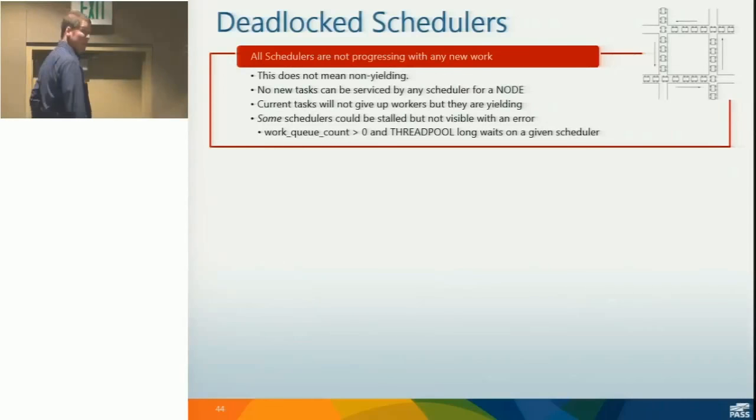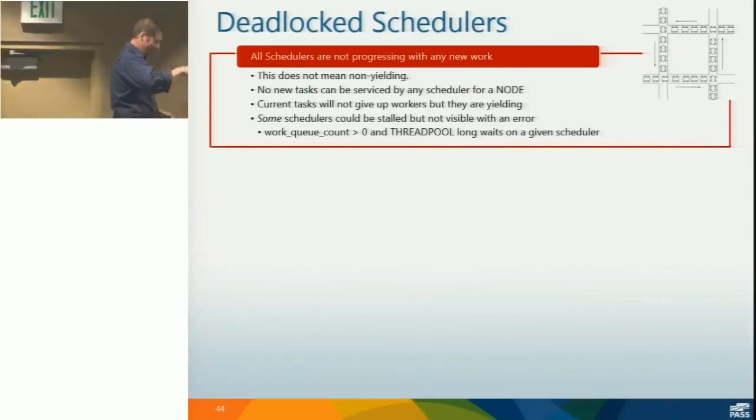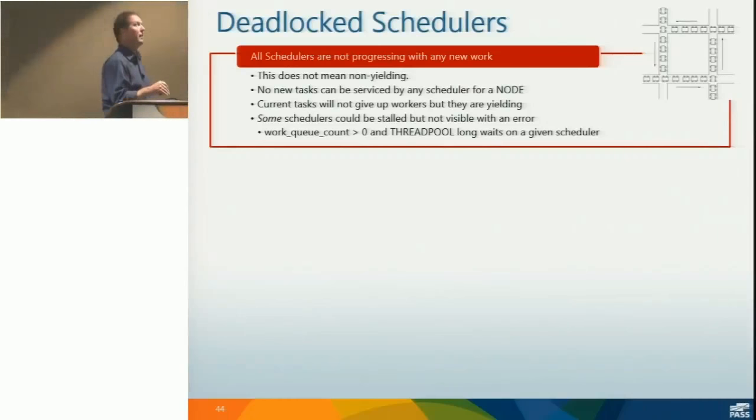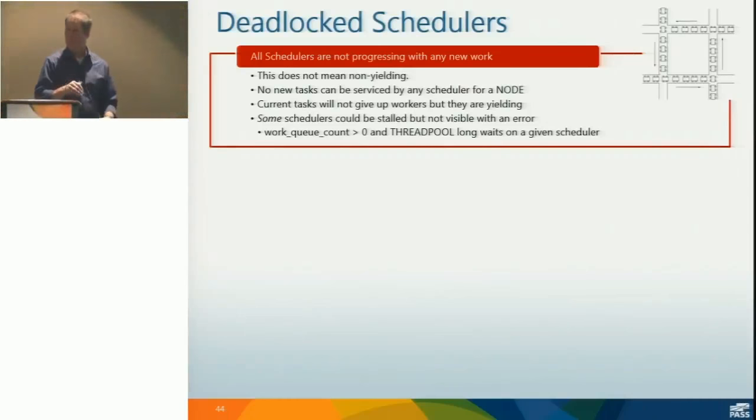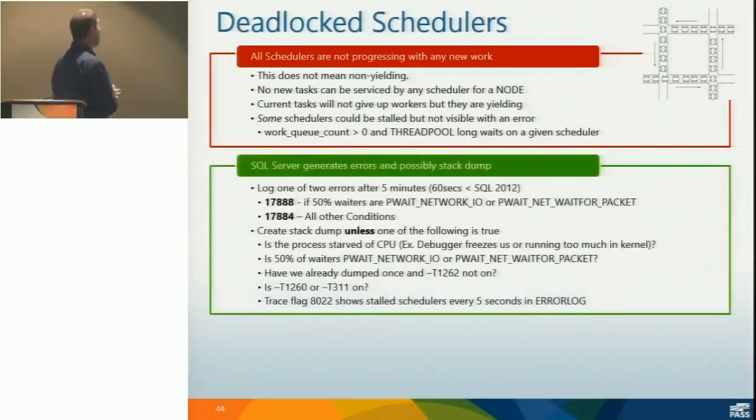Does that make sense? So if you're looking at the DMVs and you see that state, first of all, it would be hard for you to connect to SQL Server without the dedicated admin connection, right, with all schedulers deadlocked. But if some were, you might be able to connect in. And if you could, and you saw this state, you might think, I might be in this kind of stalled scenario. But it's not a non-yielding scenario. Does that make sense?